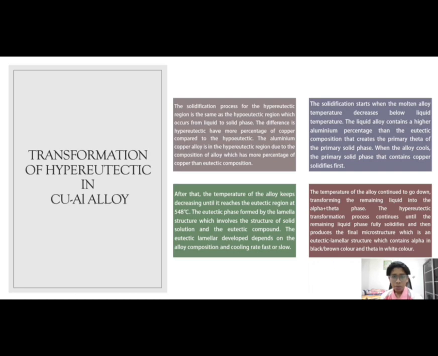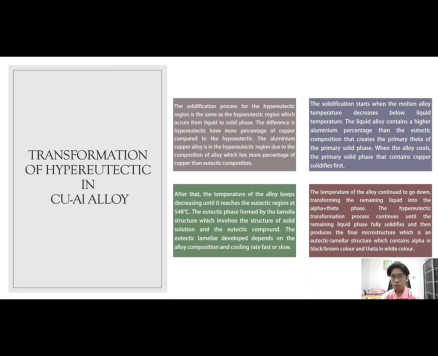The solidification process for the hypereutectic region is slightly the same as the hypoeutectic region, which occurs from liquid to solid phase. But there is a difference between the hypoeutectic and hypereutectic, where hypereutectic has more percentage of copper compared to the hypoeutectic. The aluminium copper alloy is in the hypereutectic region due to the composition of the alloy, which has more percentage of copper than the eutectic composition. Then the solidification starts when the molten alloy temperature decreases below liquidus temperature.